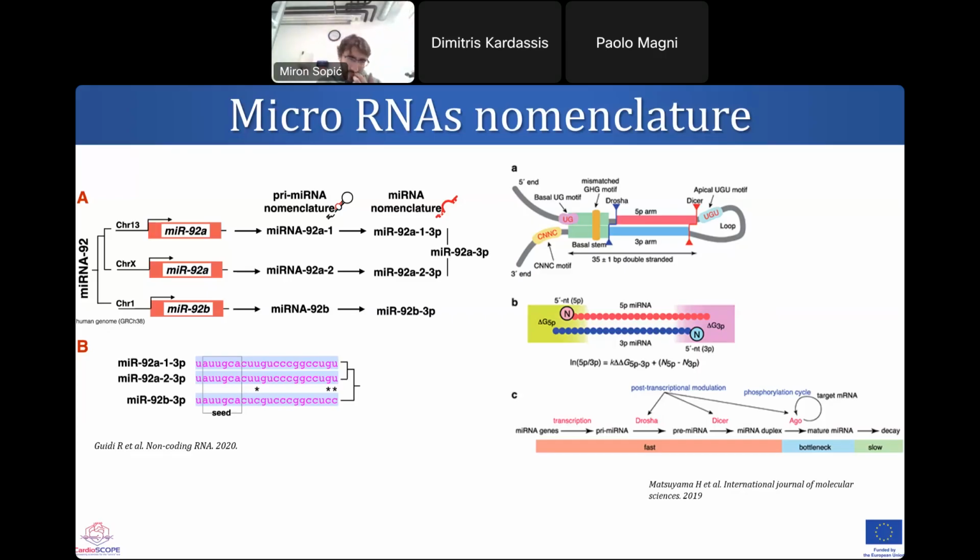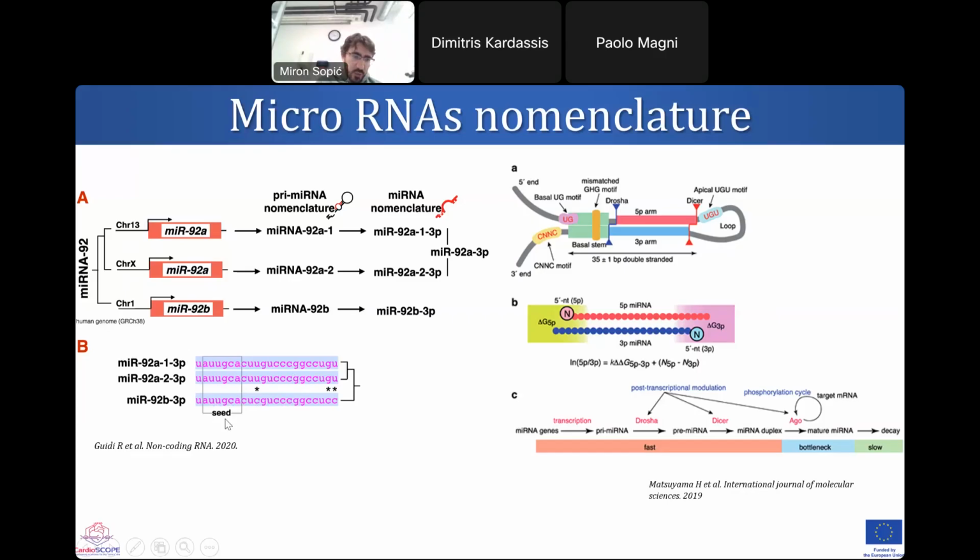So I just want to emphasize a little bit about the nomenclature of microRNAs. For this one, I use this example, which is microRNA 92. And as you can see, this microRNA can basically be produced from three different loci in our genome. Also, please look at part B of this figure, and you will see three different transcripts.